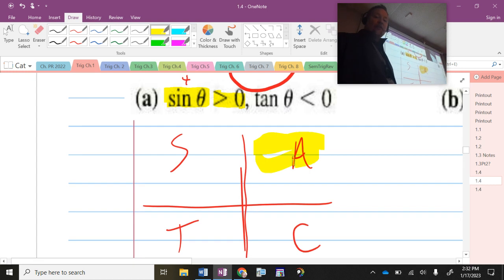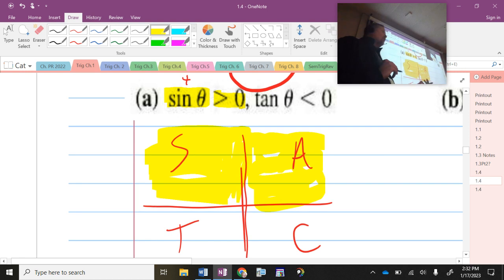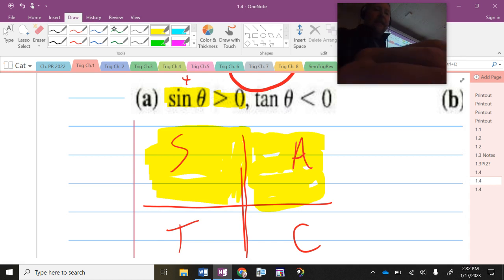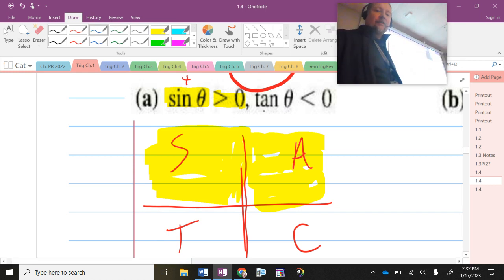One for sure. All are positive in one. And sine is also positive for quadrant 2. So right now, theta could be in 1 or it could be in 2 where it lands. Okay, now what does this mean about tangent when it's less than 0? Tangent's negative.